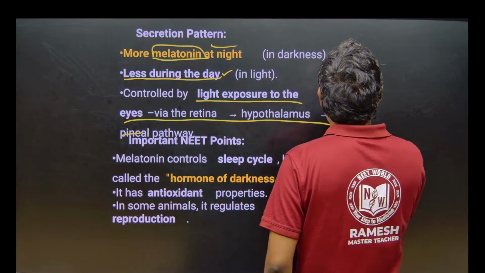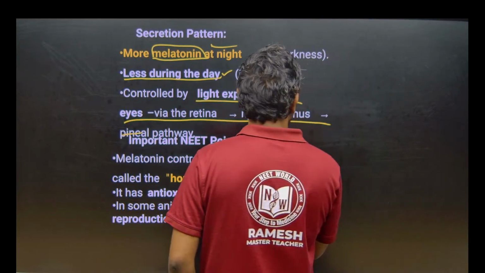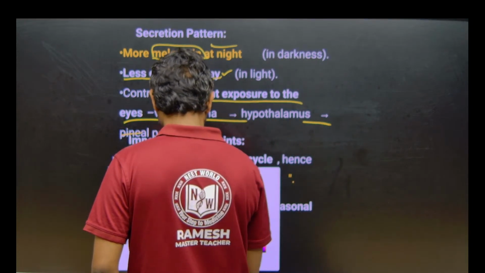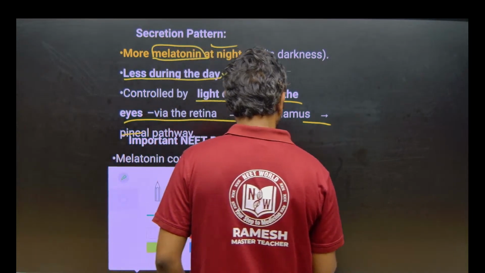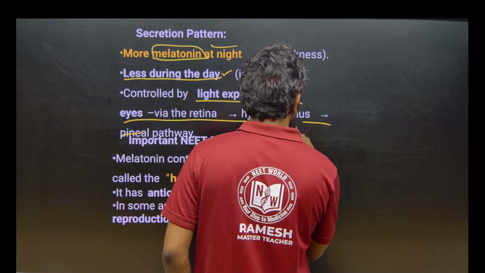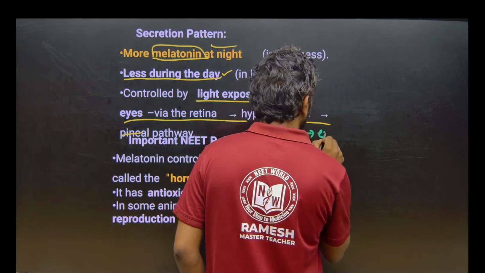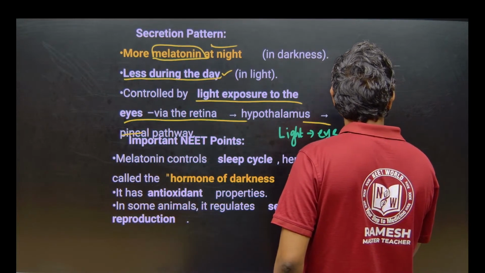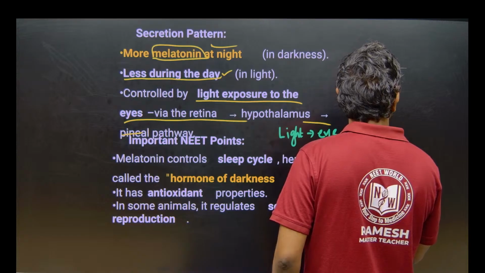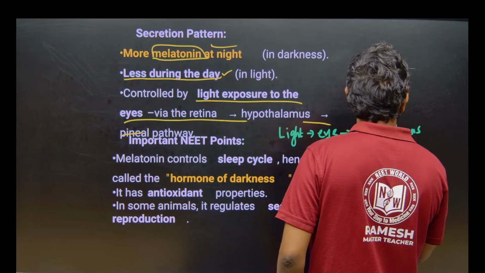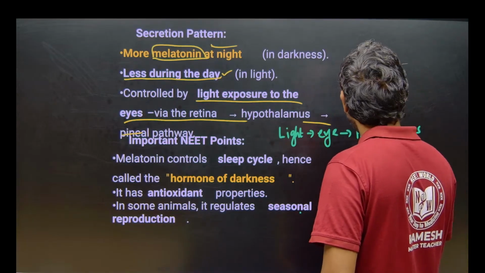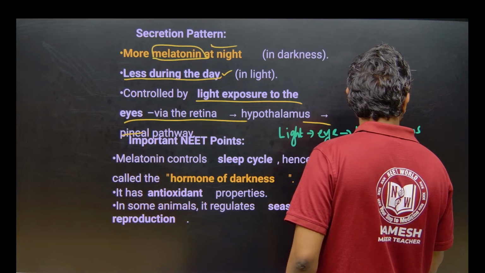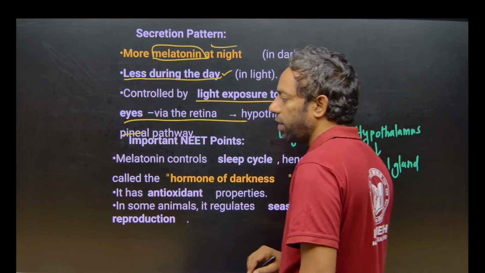Guys, this is the way. If there is light, it enters the eye, the retina, and the signal passes to the hypothalamus. That is the pathway by which the pineal gland is affected.